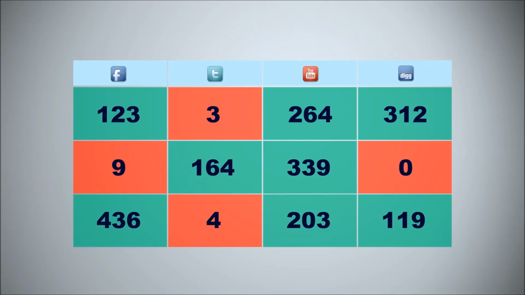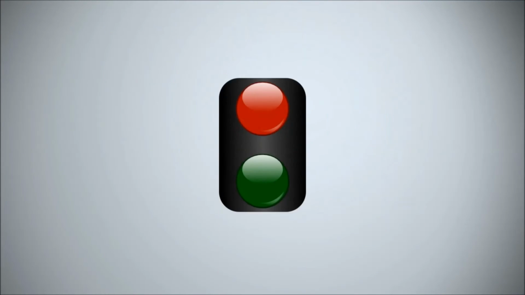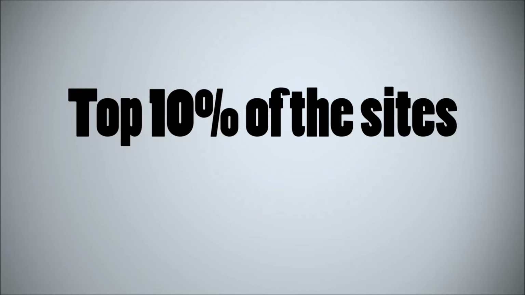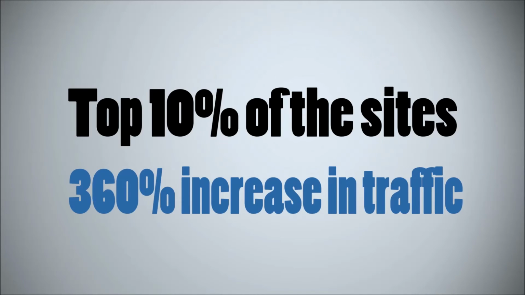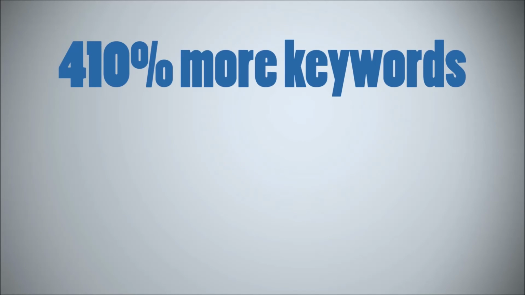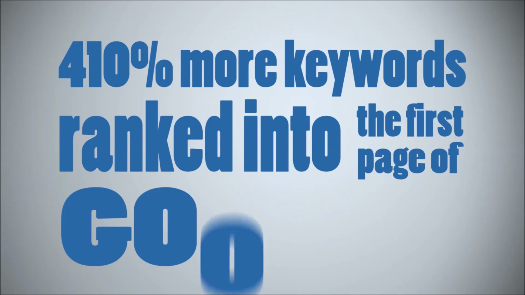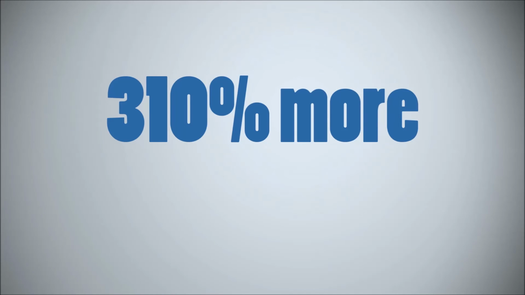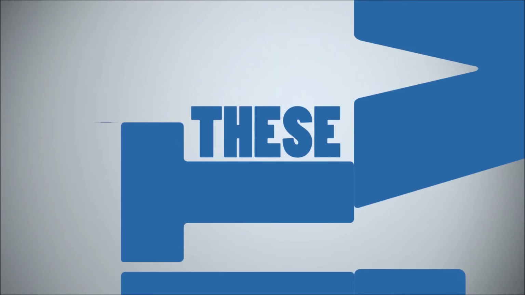Even if you see many reds, worry not. Turn all the reds to greens. You are going to see a dramatic improvement on your website. Our top 10% of the sites see up to 360% increase in traffic, up to 410% more keywords ranked into the first page of Google, and up to 310% more revenue. All these are achieved just by turning the reds to greens. Don't you want these results too?